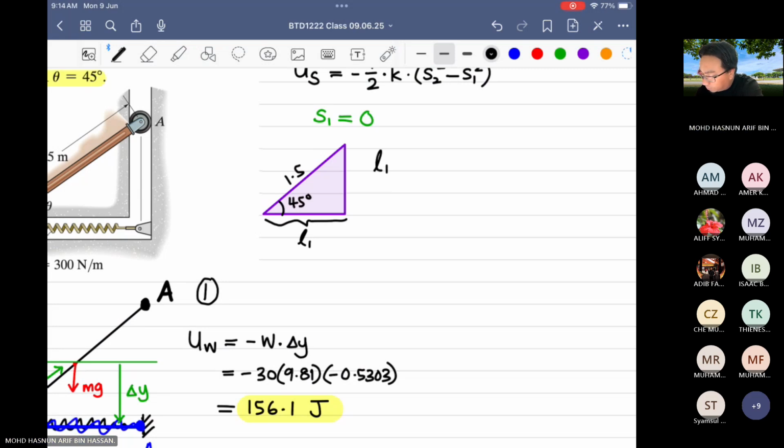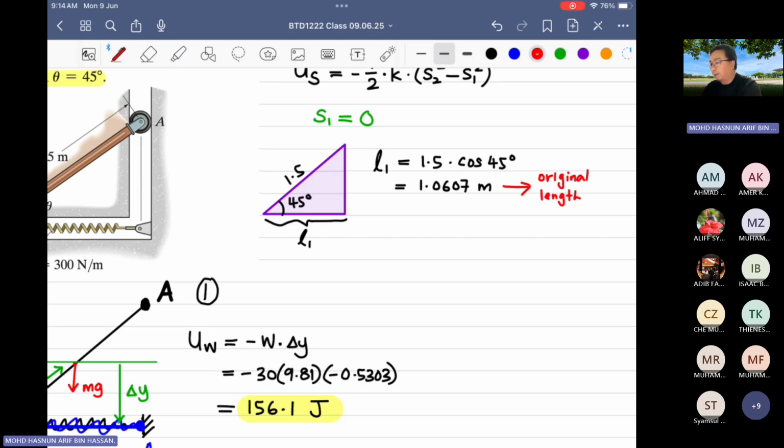So L1 is equal to 1.5 multiplied by cos of 45 degrees. Okay, cos of 45 degrees. So we will get the value of L1, which is 1.0607 meter. So this is the original length of the spring, or the unstretched length. This is the original length of the spring. Alright. Okay, so now we have L1.